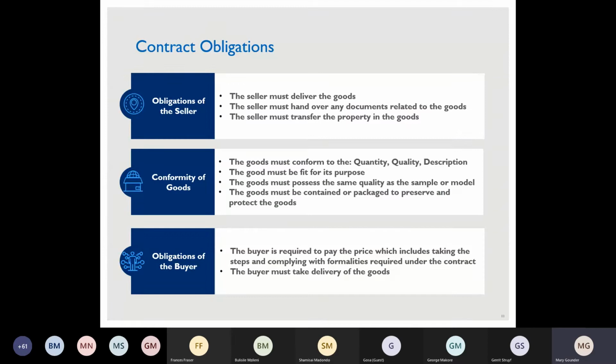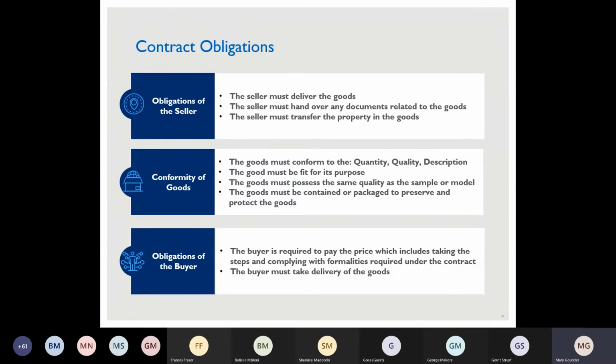Contract obligations, the obligations of the seller. If you are the seller, you will have to make sure that you deliver the goods. You must hand over any documents related to the goods, and you must transfer the property in the goods, meaning you need to transfer the airway bill or the bill of lading to me, because the bill of lading is literally the title deed to the goods.